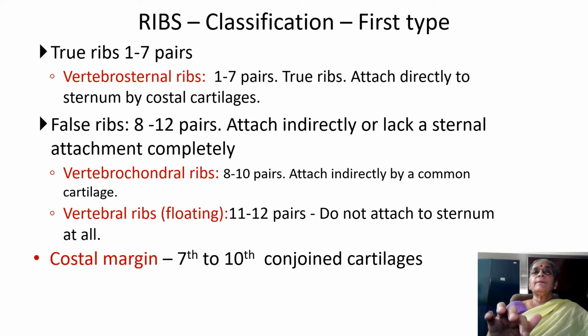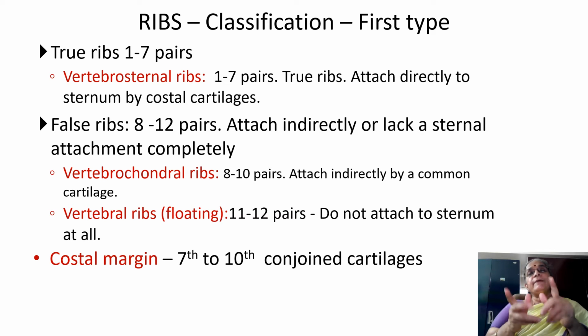So these, from the 8th to 12th pair of ribs, are called the false ribs because they are attached posteriorly with the vertebra, but anteriorly they are not directly attached to the sternum through costal cartilages, which the first 7 pairs are doing. They are attached indirectly by a common cartilage, and that's why the 8th to 10th pairs are called vertebrochondral ribs.